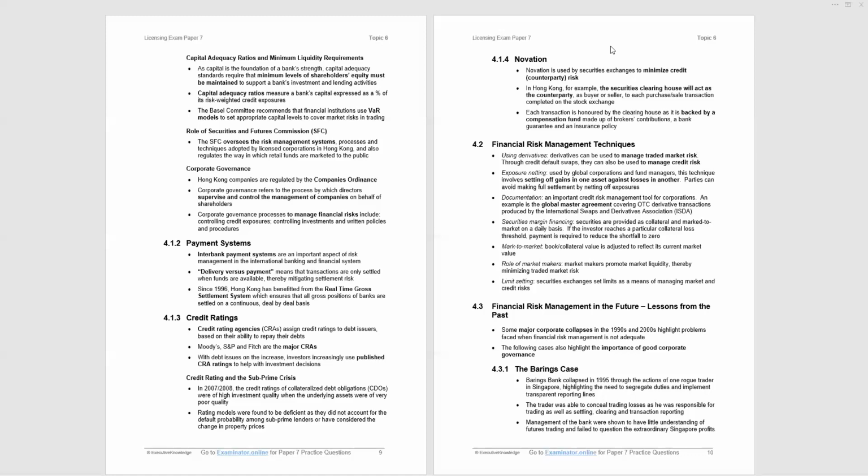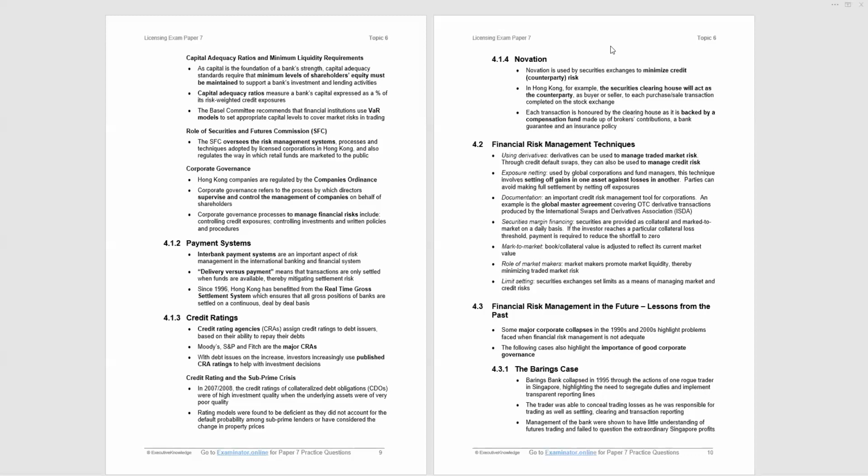And it does not fail because, as the last bullet point under 4.1.4 says, it's backed by a compensation fund made of brokers' contributions, a bank guarantee, and finally an insurance policy. So if it all went upside down, the clearinghouse could claim on the insurance policy to settle the trades.